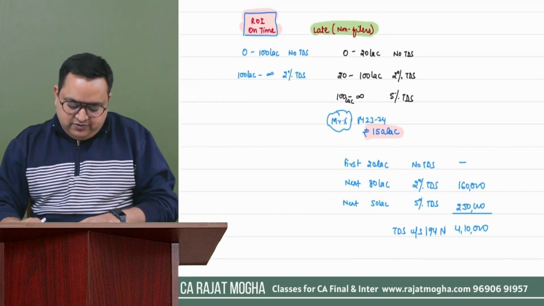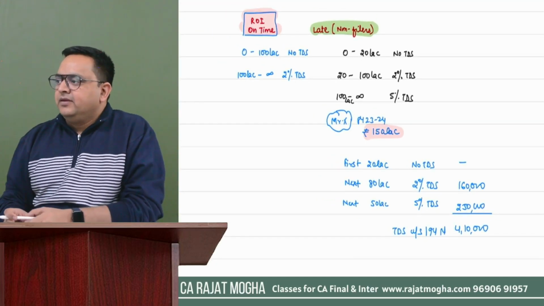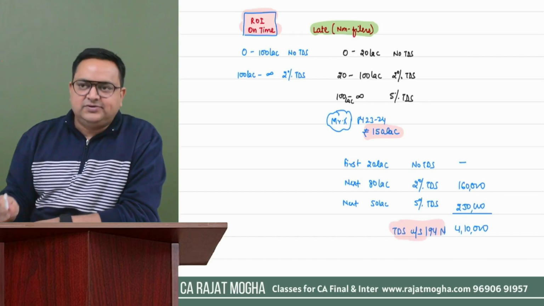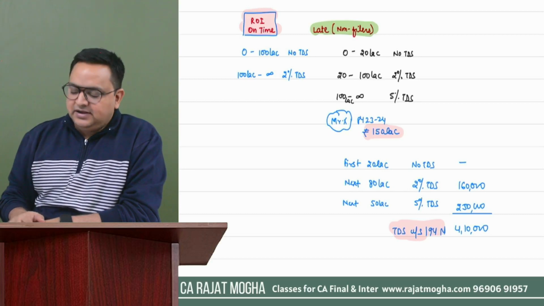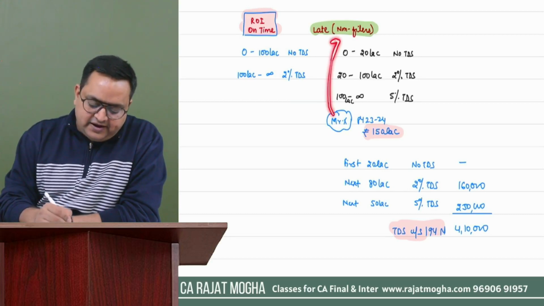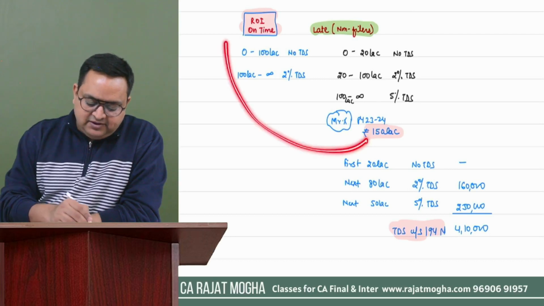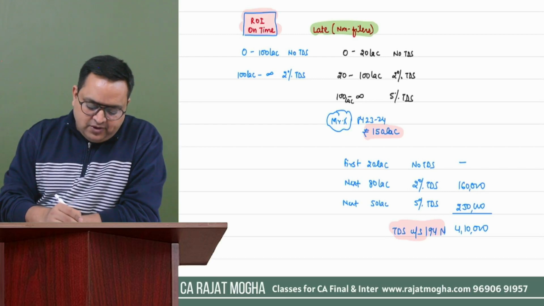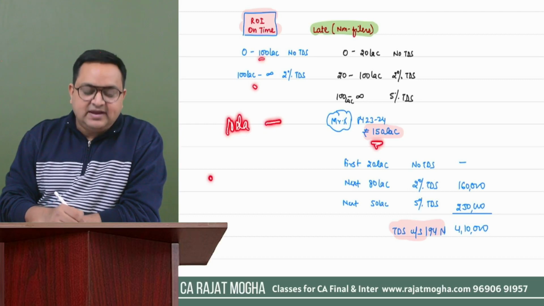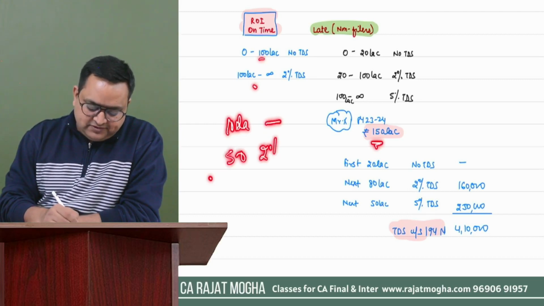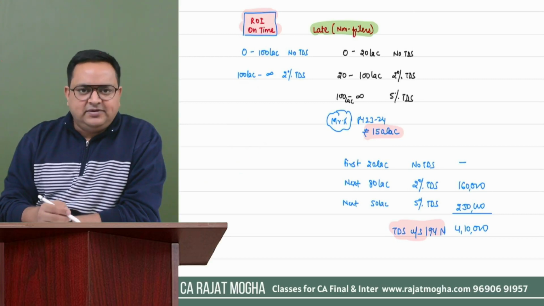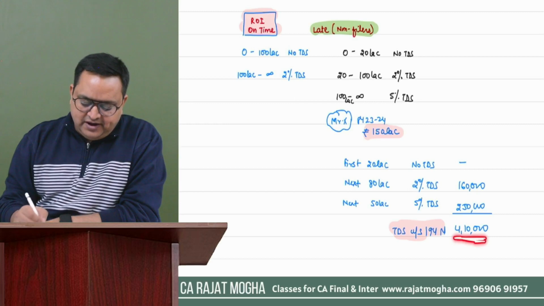If you would like to write this down, you can write this down also. So TDS under section 194N will be 4,10,000. Getting it? If this person belongs to non-filer category. But if this person is filing their ROI on time, then on 100 lakh, there would be no TDS. And on 50 lakh, which is in excess of 100 lakh, there would be just 2% TDS in that case, right? It would have been 1 lakh rupees. That's it, right? But here it is 4,10,000 rupees.